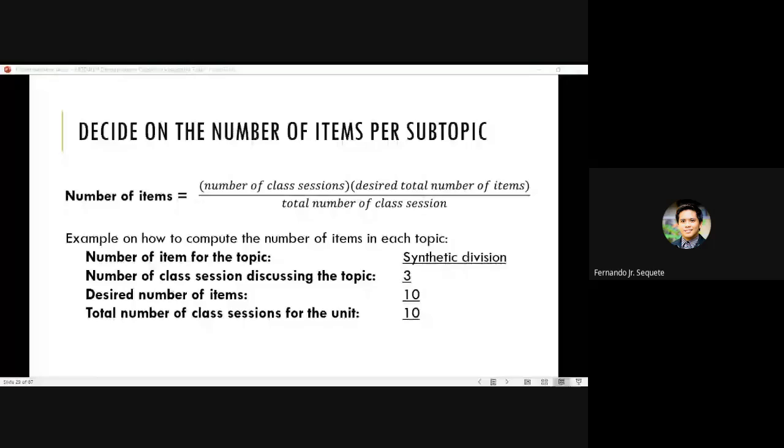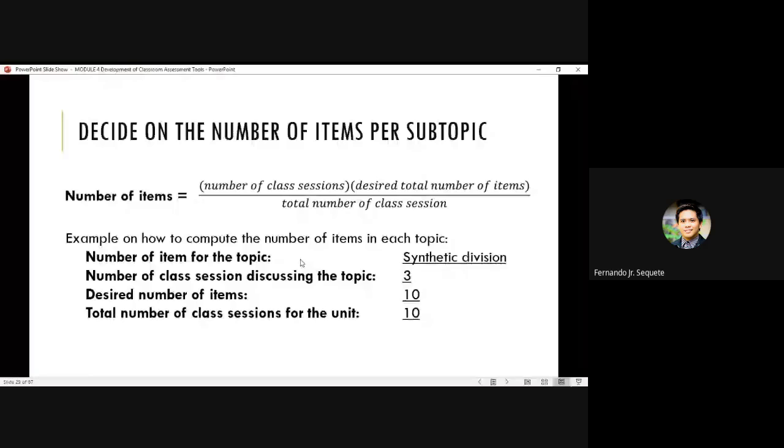Got it? Sir, for example, if you have 10 topics, and synthetic division is one of those 10 topics? Yes. So meaning to say, if you are to compute, there will also be 10 computations, because you have 10 topics, right? So that is what we mean by the number of items. Because we want to know how many items there should be for a topic like this.